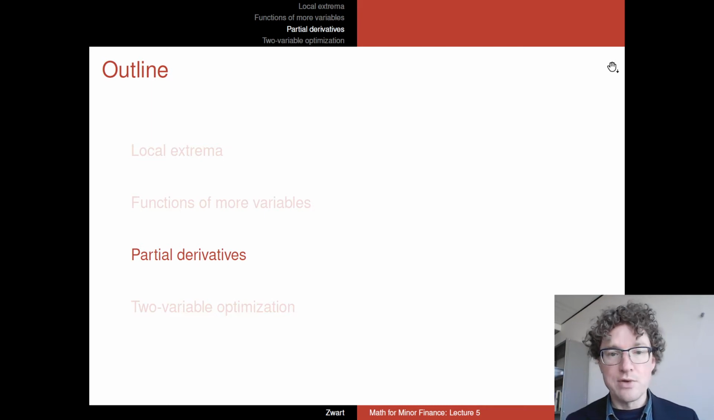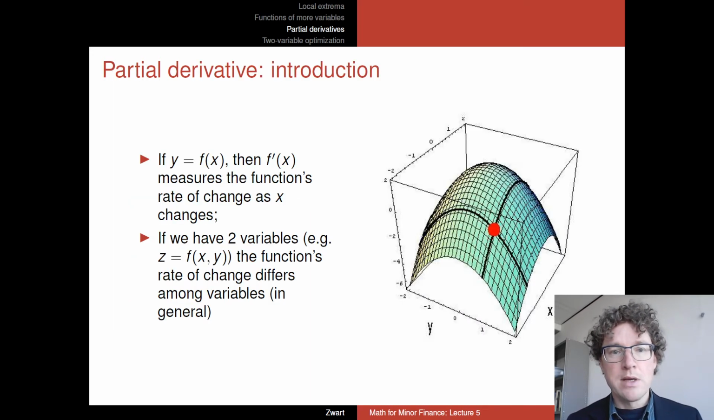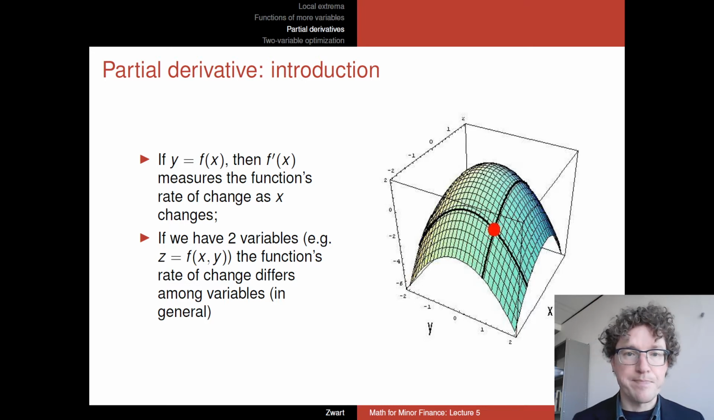So let's then go to derivatives of multi-variable functions. So in particular, go to partial derivatives. You remember that if you have a normal function of one variable, then the derivative of that function essentially measures how fast this function value f changes as you change the variable x.